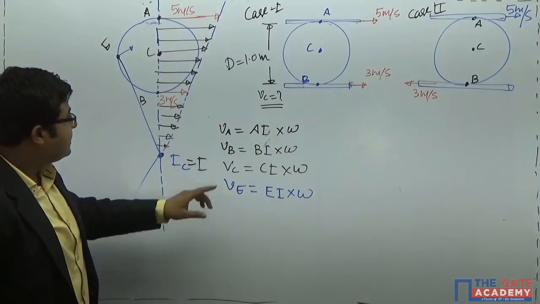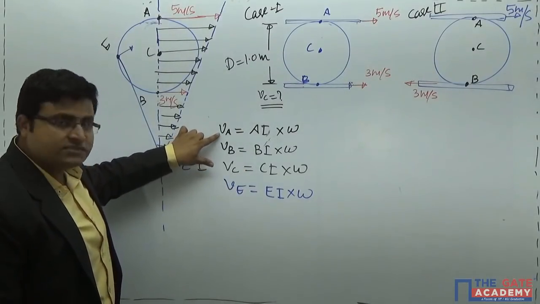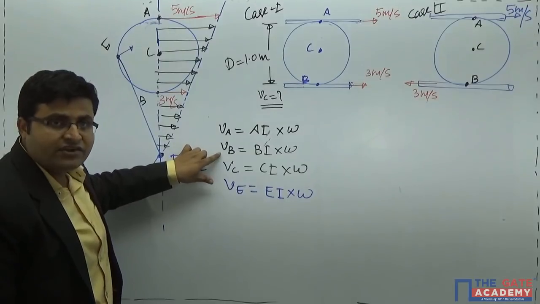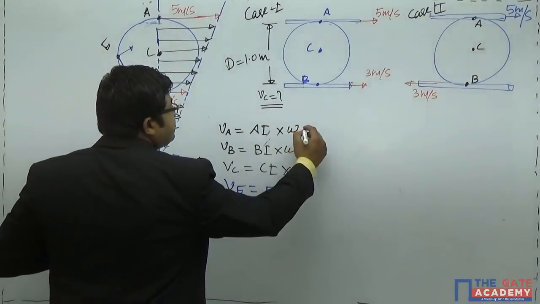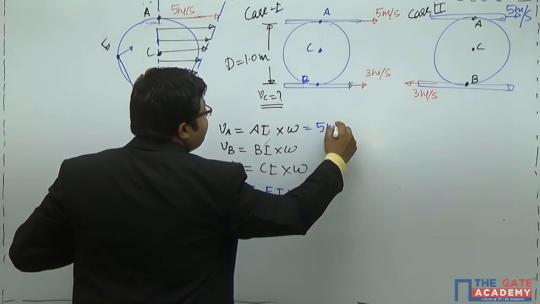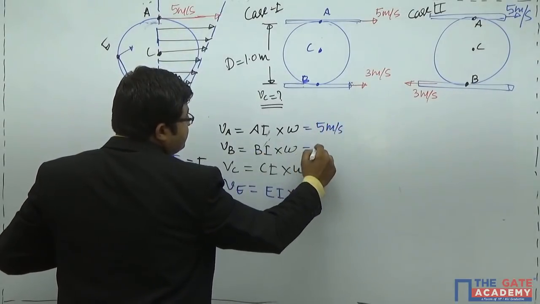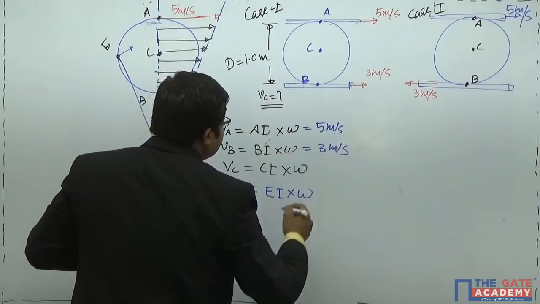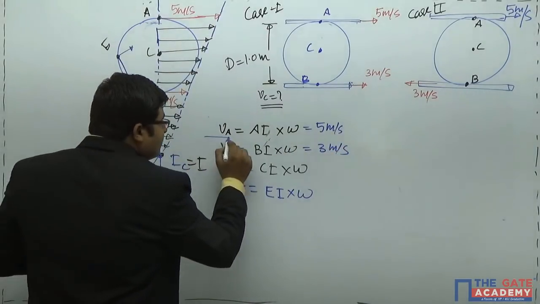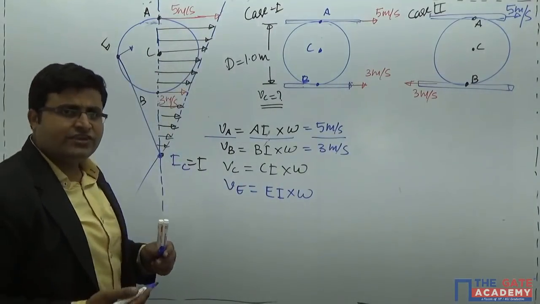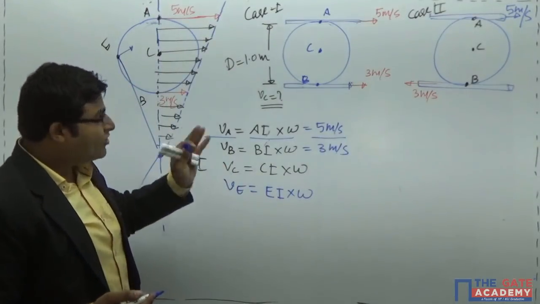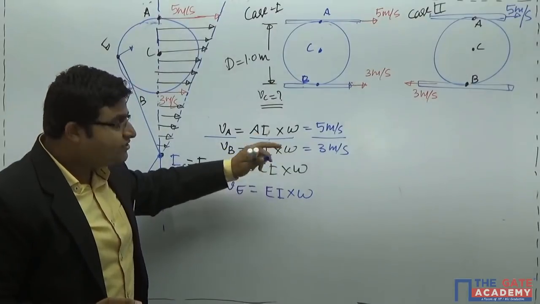Got it? So these many equations are there which we can use, but how to use these equations I'll also tell you. That velocity at A is given to you, velocity at B is given to you, so we can use these particular equations, like velocity of A is given to you as 5 meter per second. Velocity of B is given as 3 meter per second. So now what we can do, we can divide these two velocities. Very easy, right? We can divide. What will be the advantage of this division?